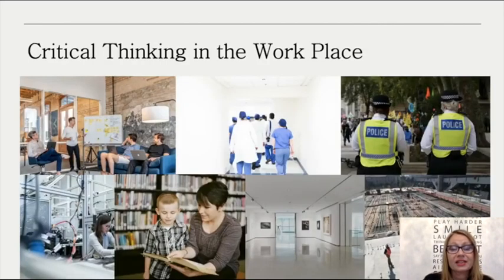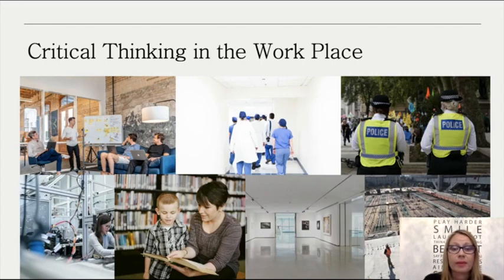Critical thinking isn't just used in academia. It's a skill that we develop in academia to ensure that you are prepared for the workforce. So it doesn't really matter what type of role you go into. There are usually decisions that need to be made, often quite critical decisions that need to be made in a short period of time, or perhaps longer projects that you might be working on.